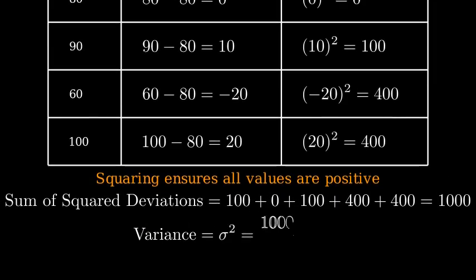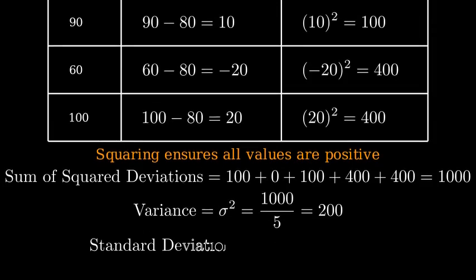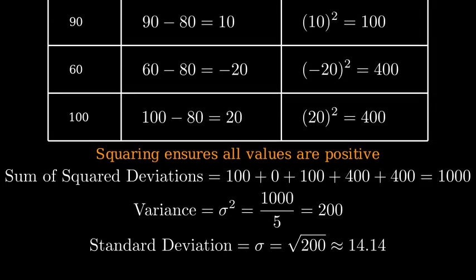To get the variance, we divide this sum by the number of values, which is 5. So, the variance equals 1,000 divided by 5, which equals 200. Finally, we calculate the standard deviation by taking the square root of the variance. Standard deviation equals the square root of 200, which is approximately 14.14.